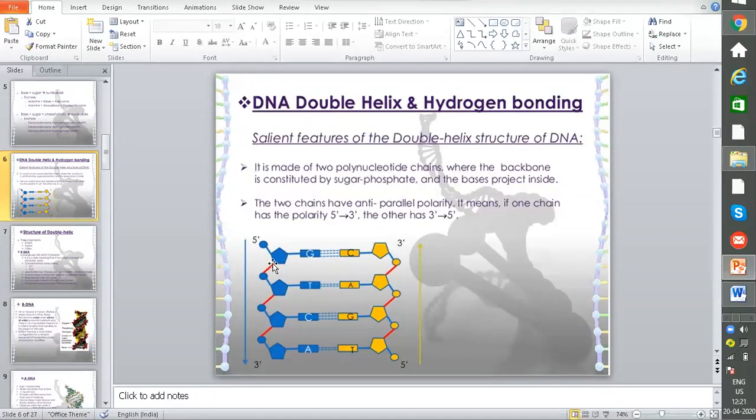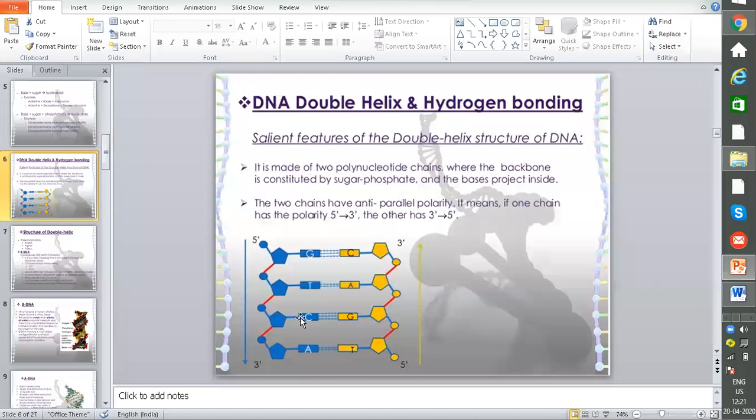And one more important point is that this sugar molecule, ribose sugar, is attached with a base by a glycosidic bond. And this ribose sugar is attached with the phosphate molecules by a phosphate ester bond. So this is a phosphate ester bond, this is a glycosidic bond, and these are hydrogen bonds. So in the DNA structure, we have three important bonds: hydrogen bond, glycosidic bond, and phosphate ester.